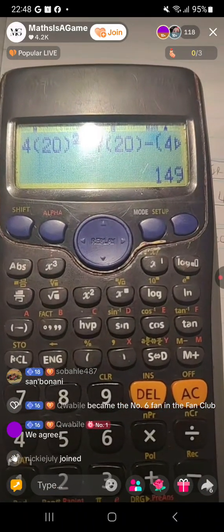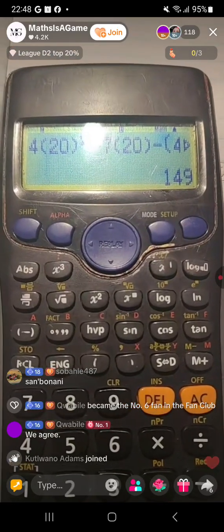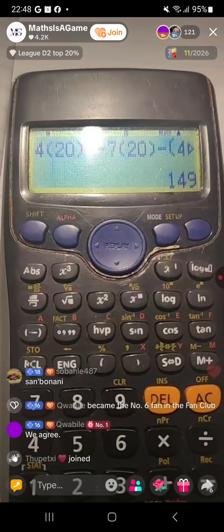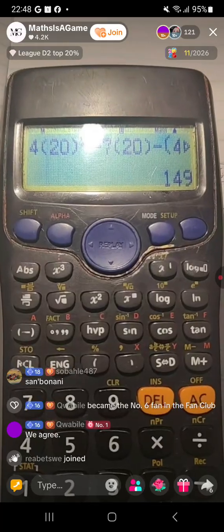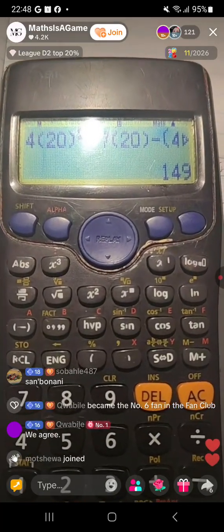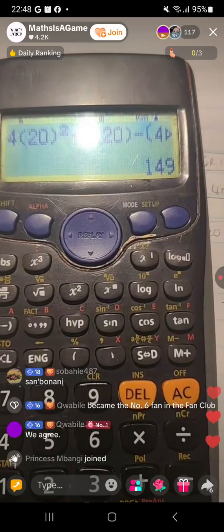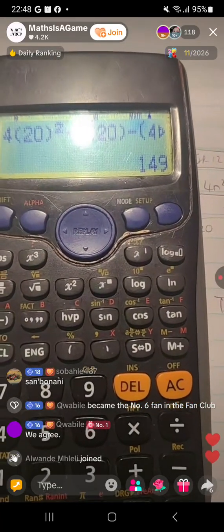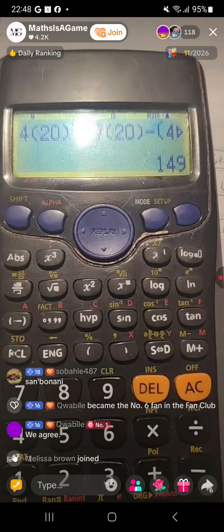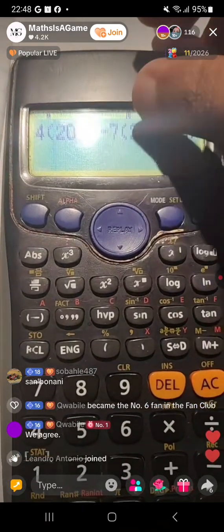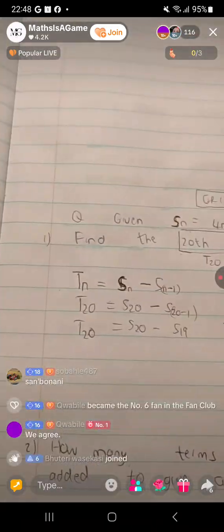149. Okay. Now compare 149 with that value that you had gotten initially, those big values where we got the sum of the first 20 terms. What a difference in the values that we had gotten there. 1460 compared to 149. They are miles apart. Okay. All right.